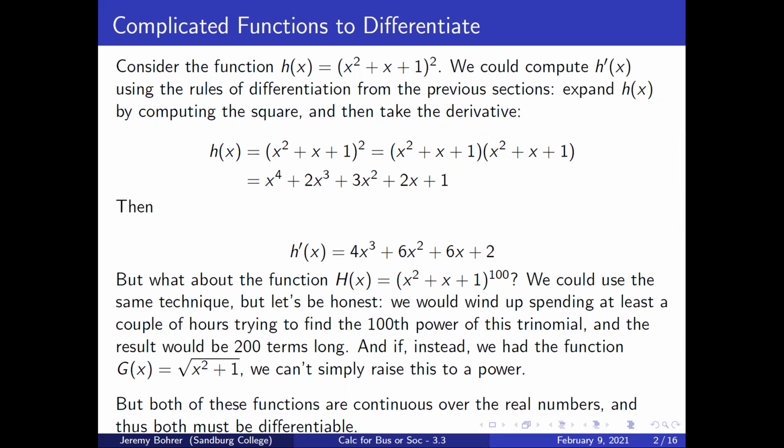And if instead we had the function g of x equals the square root of x squared plus 1, we can't simply raise this to a power. There is no way to simplify this function. But both of these functions are continuous over the real numbers, and thus both must be differentiable.